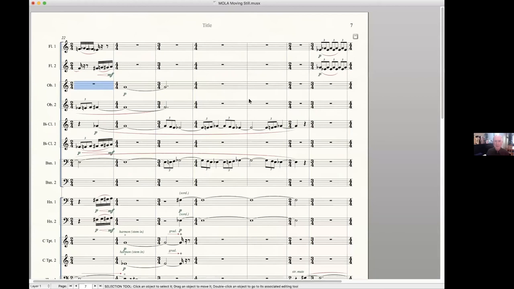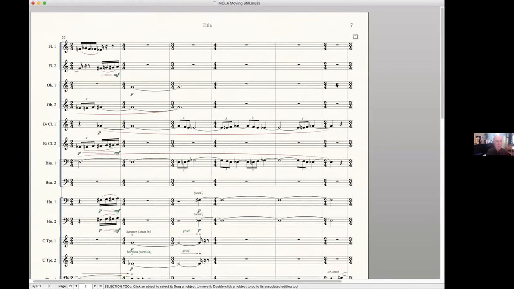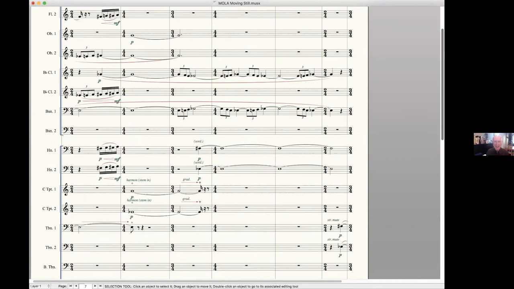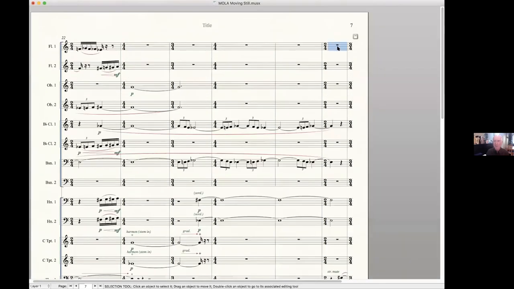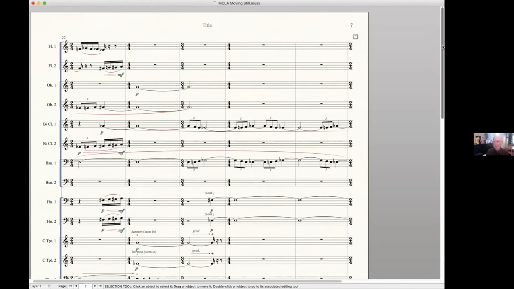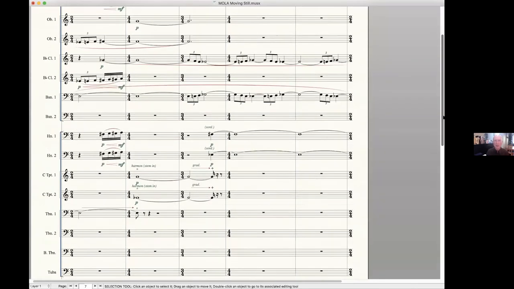So here, let's just try. Let's see what happens when I move 1 measure. Okay. Not good there. So I'm going to do that. So there's a lot of power to move things around.